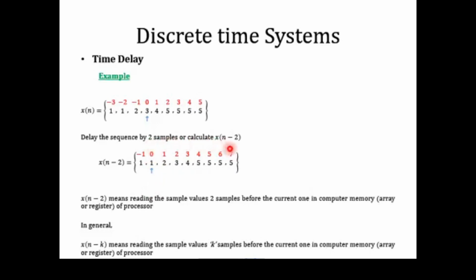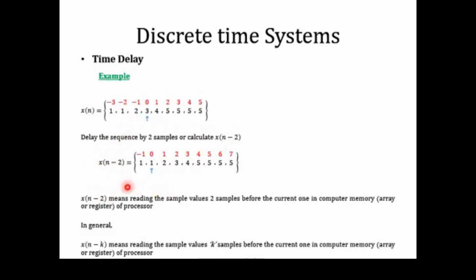Now, why is this operation said to be a delay operation? Let's take this sample value, which is 1 at index -3. After the delay operation, this sample value is now appearing at index -1. Similarly, this sample value 4 was present at index +1 before the delay operation, and after the delay operation it is now appearing at index +3. So this x of n minus 2 operation is called delaying the original sequence by 2 samples.